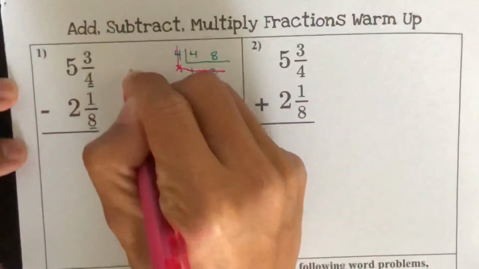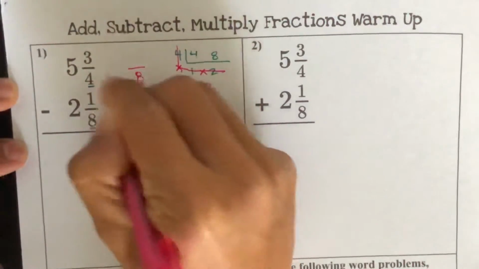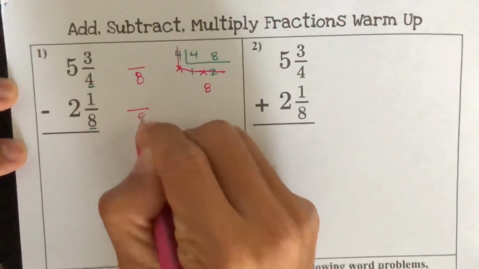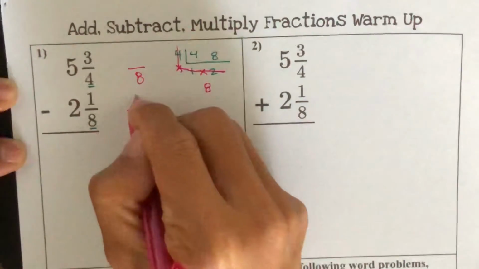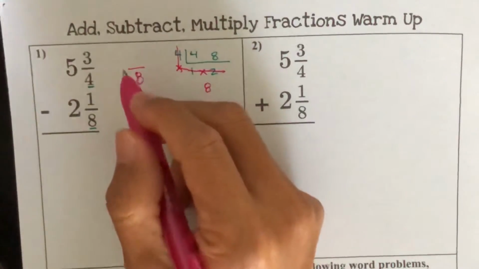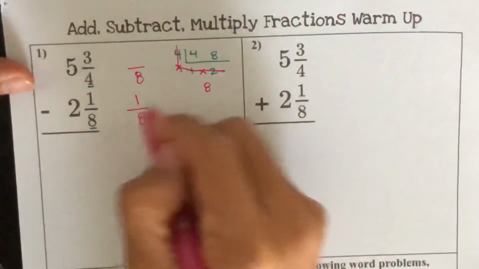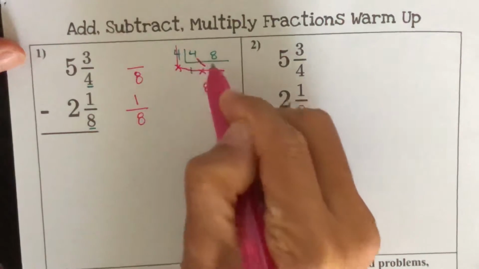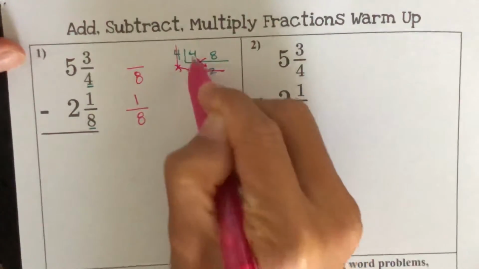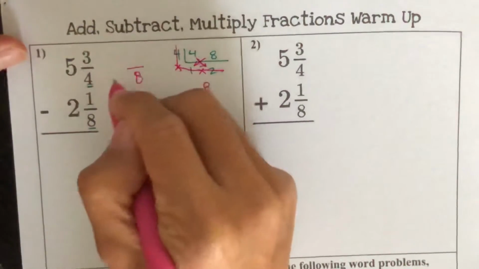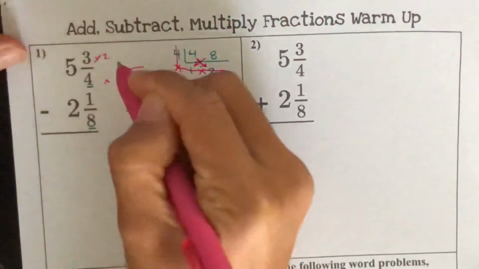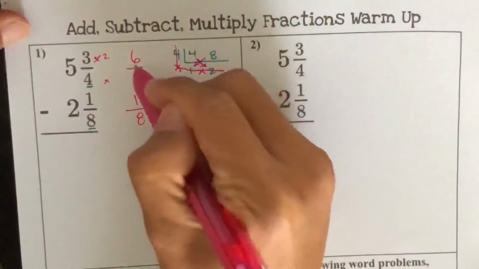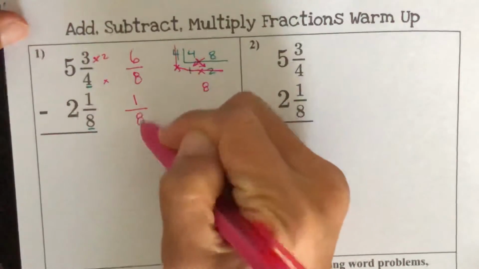So let's rewrite these fractions. 3/4 is going to be something over 8, and 2 and 1/8 is going to be something over 8. Well, that still stays 1/8 because you multiply by 1. And 4 times what equals 8? Well, if you just go look at that, cross them, you can see what you multiply them by. So 4 will be multiplied by 2, which means I multiply the top by 2 as well. So 3 times 2 is 6. Now we have 5 and 6/8 minus 2 and 1/8.